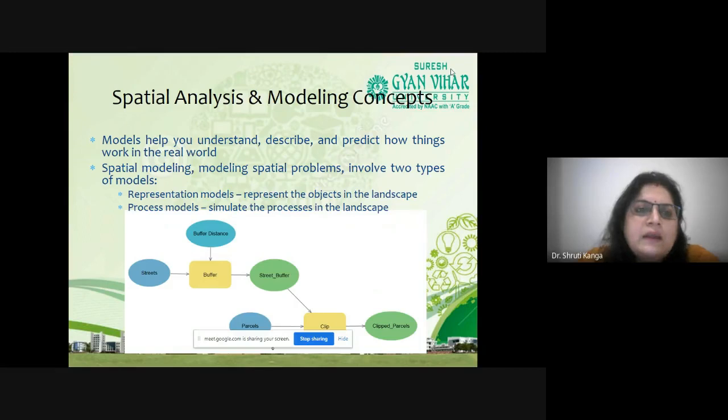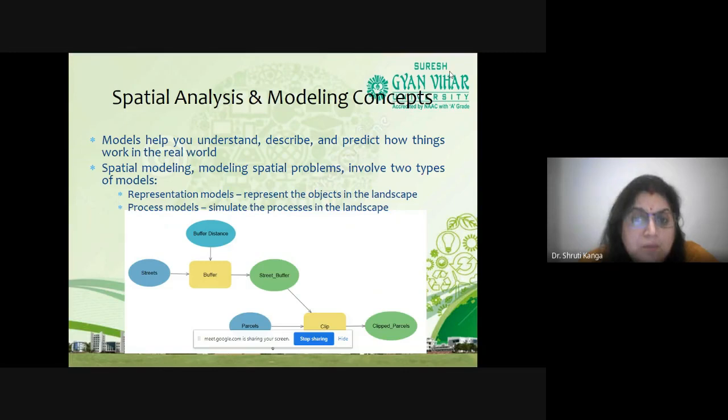Okay, then after this we have the spatial analysis modeling related concept, where the model helps us to understand, to describe and predict how things work in the real world. Okay, so nowadays we have different kinds of simulation models where we can input the data sets. We can understand the phenomena of the data sets based on those historical data sets.